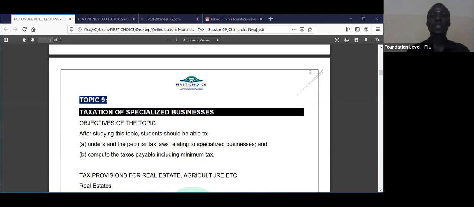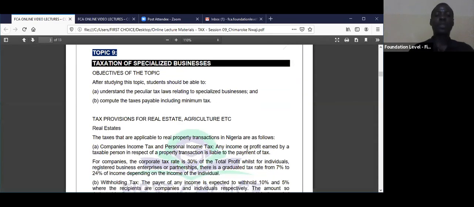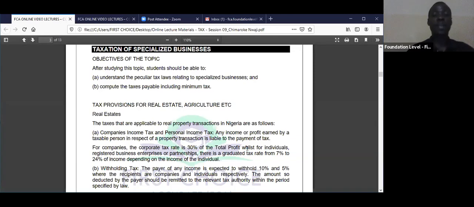So you will be asking yourself, what kind of business is a specialized business? We're going to see what constitutes a specialized business and how we go about finding the tax for such kind of business. The objective is for us to understand the peculiar tax laws relating to specialized businesses and to compute the taxes payable, including minimum tax.